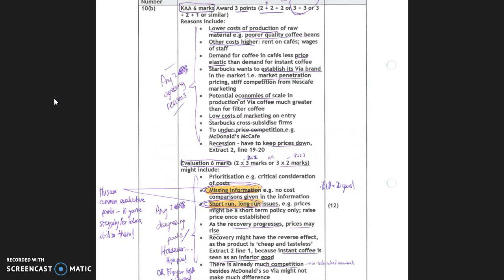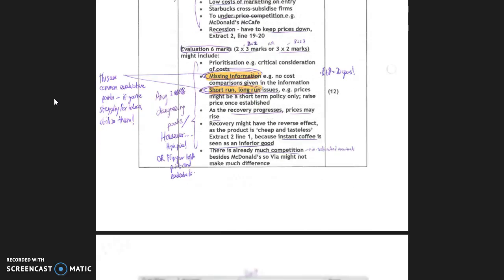Remember the little trick, common evaluative points. If you're struggling for ideas, utilize them. You could say, however, on the other hand, there's not enough information here for me to make a full comparison about whatever point you previously made. Or you could say, okay, this is in the short run, however, in the long run, things might change as such and such. Okay. So these are common points. If you look through mark schemes, you'll see them appear every single year. So if you're ever just struggling for a however point, do feel free to mention those.